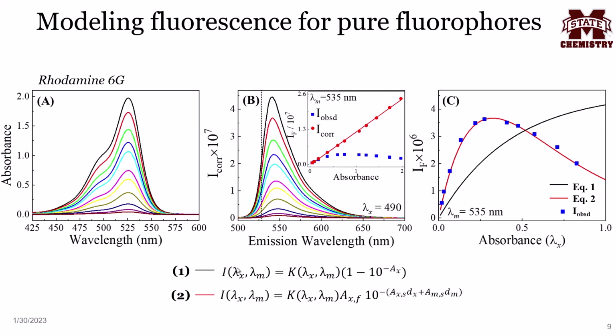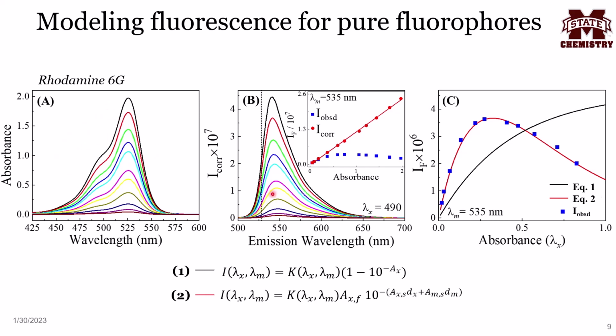Now I will show you the accuracy of the model for a pure fluorophore, rhodamine 6G, to validate its accuracy. Shown here is the absorbance and corrected fluorescence for the previously shown rhodamine 6G. Again, you can see a consistent linear trend with increasing concentration of absorbance, shown in figure A.